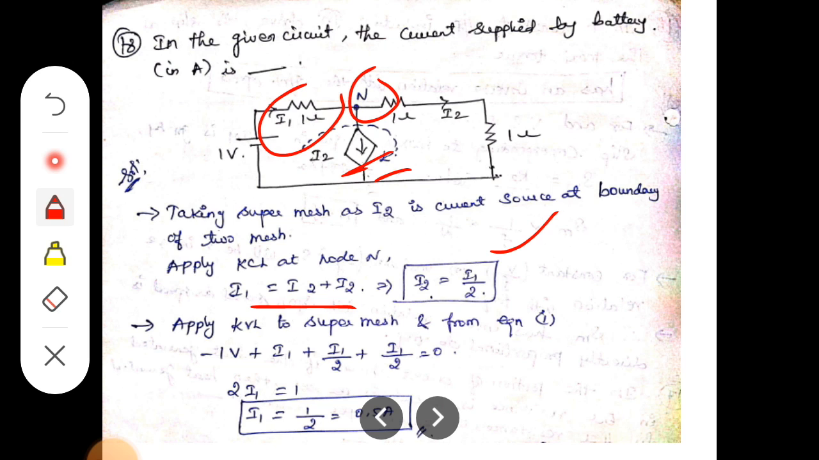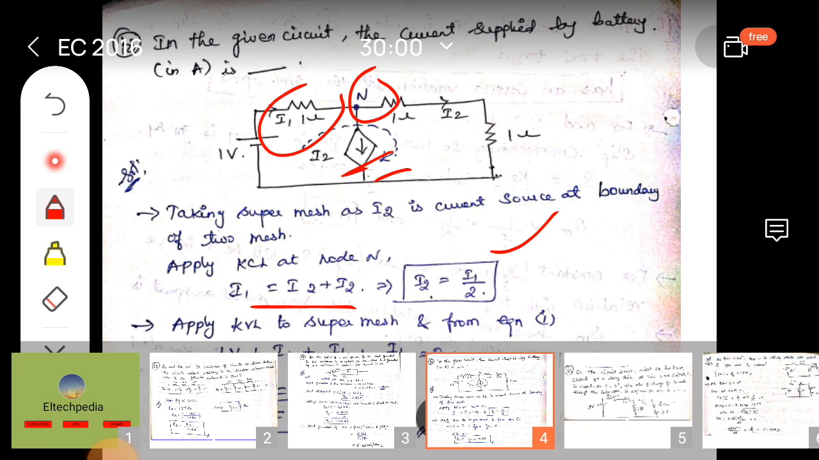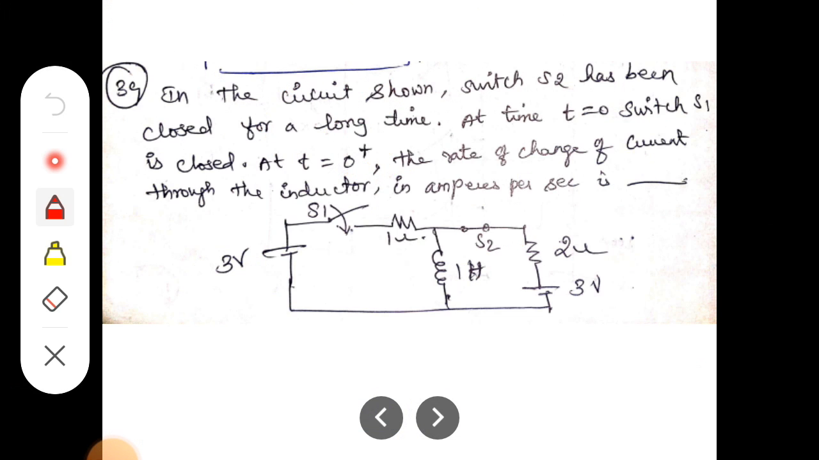Then we want the function I1 equal to this 2. The value is 2, I1 is equal to 1 divided by 2. So the final answer is 0.5 amps. So this is the current supplied by the voltage. This is the first current, I1. So the current supplied by the voltage is 0.5 amps. Then move to the next.